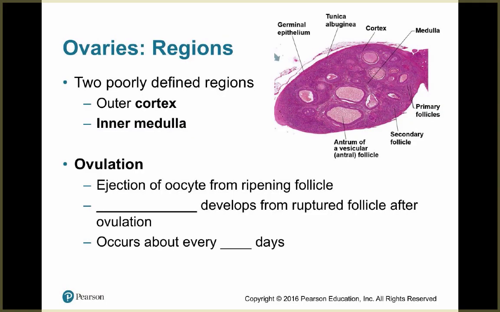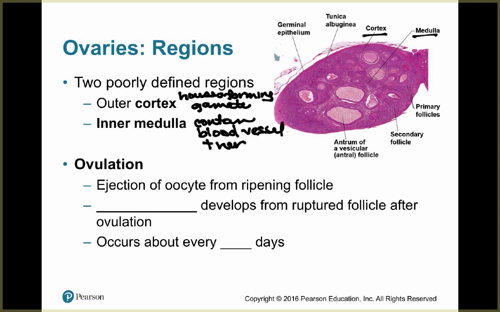You have, if you see here, the cortex, this outer cortex, which is what houses the forming gametes. And then if you look here towards the middle, just think this is kind of how everything we've looked at. If you've looked at the lymph nodes or the kidneys, they always have the outer cortex and the inner medulla, right? And so this inner medulla is the part that contains blood vessels and nerves. And you can see that in there already.